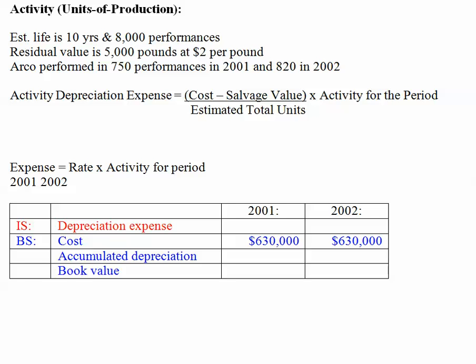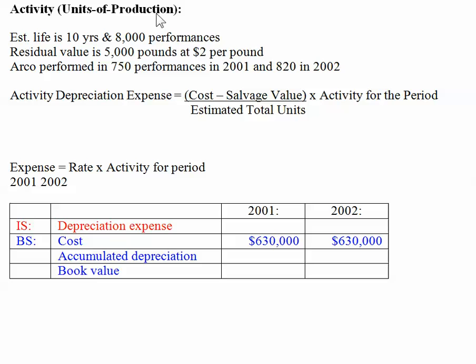Here's another method that can be used to depreciate long-term assets. It's called the activity method or the units of production method. So let's go through this new method here using the same example that we did earlier.